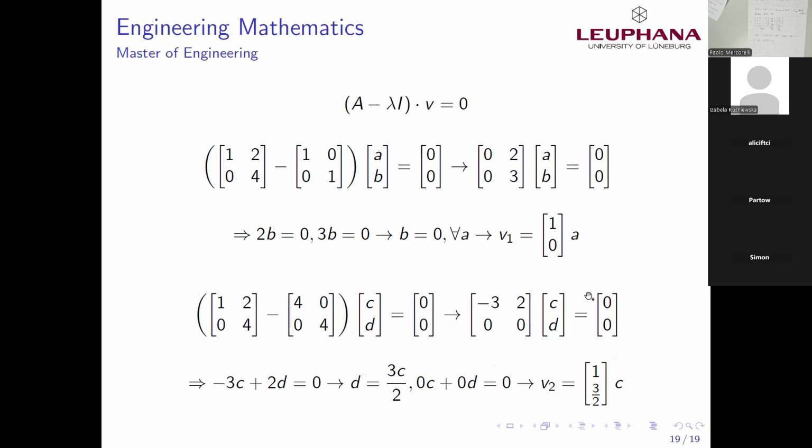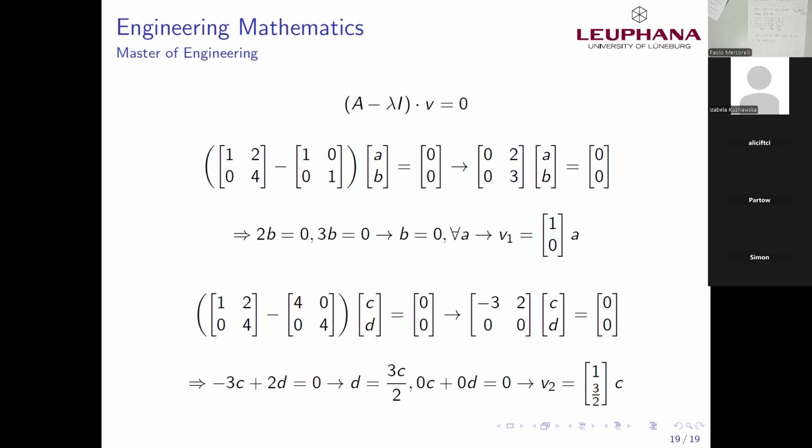Then again, row multiply column. Now, please pay attention, I have minus 3C plus 2D equals 0 from the first condition. And from the second condition, extremely interesting, I have 0 equals 0. This means that I am totally satisfied directly. I don't have to add any conditions. Now, from this condition here, I have that, for instance, D equals 3C divided by 2. Or if you don't like, C equals 2D divided by 3. You can choose whatever you want.